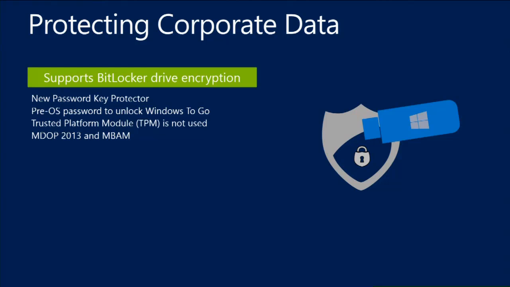Now, looking into Windows To Go versus Windows: how are they the same, and how are they different? As we move into 8.1, almost everything becomes the same. It supports BitLocker drive encryption. One thing that we had to do for Windows To Go was to add a password protector.